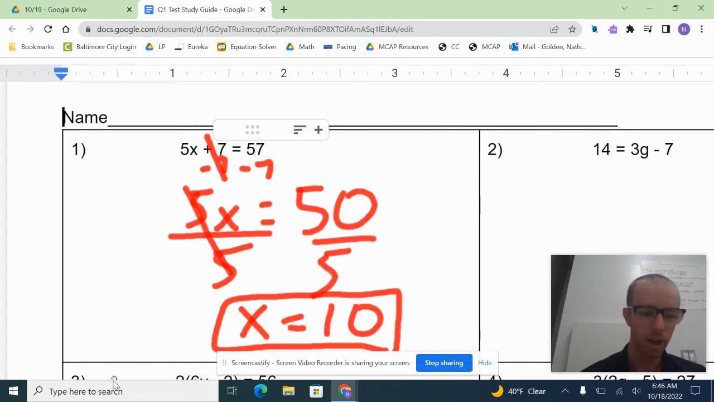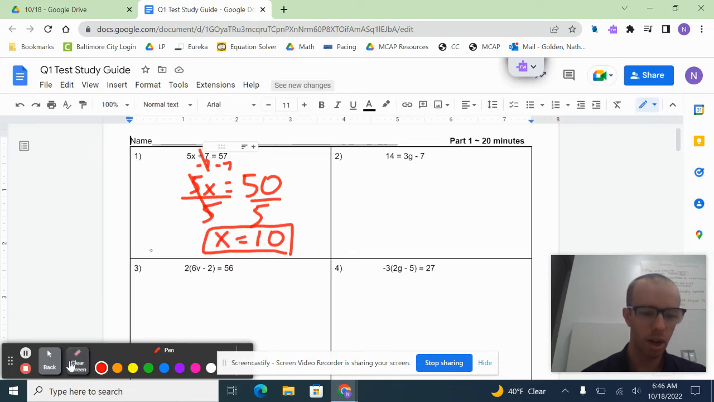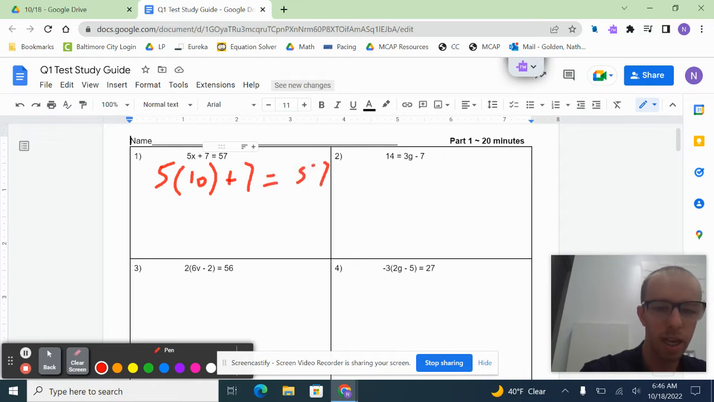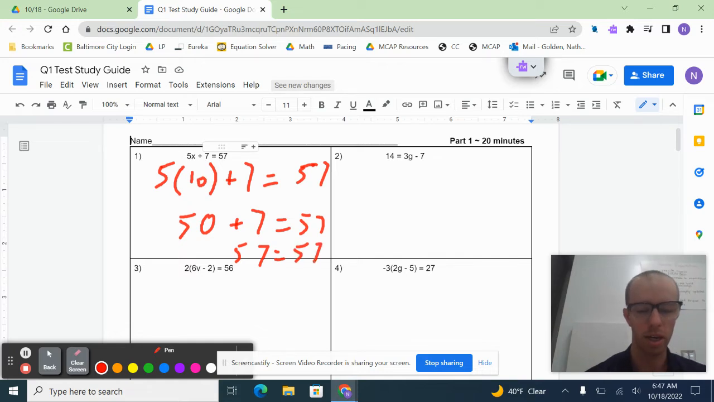And just real quick, if you want to check, you can always check your answer. 5 times 10 plus 7 equals 57. Is that true? If my answer is right, it has to be true. 5 times 10 is 50. 50 plus 7 is indeed 57. So I know my answer is correct.